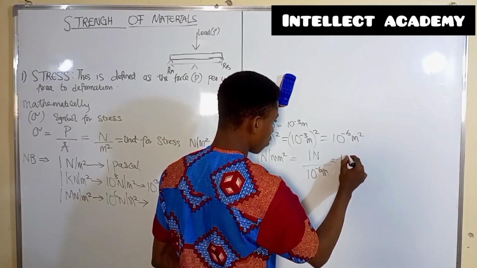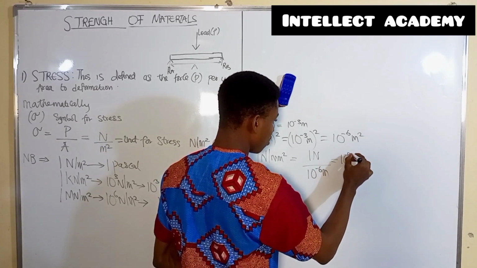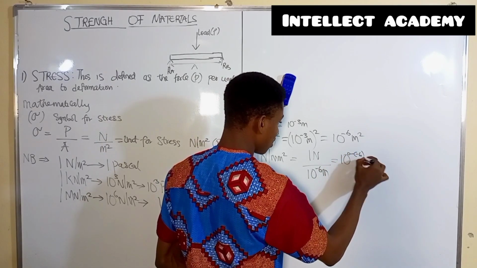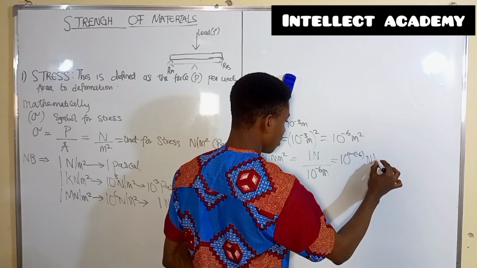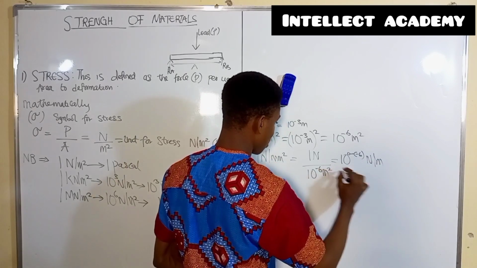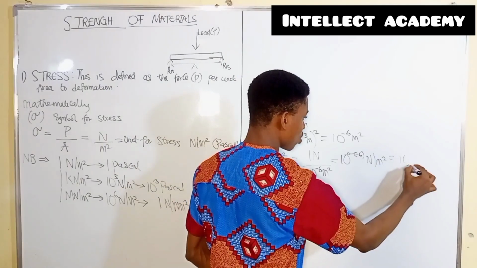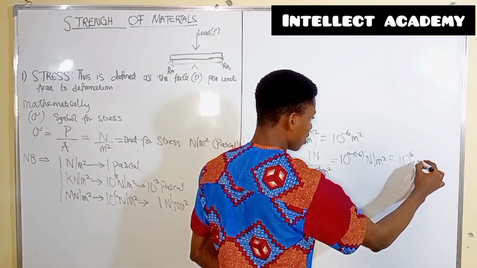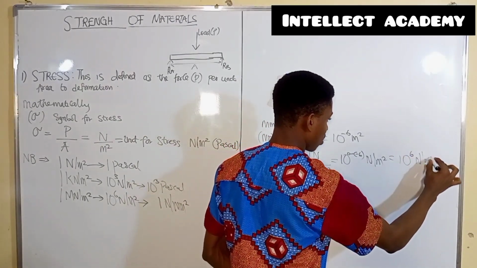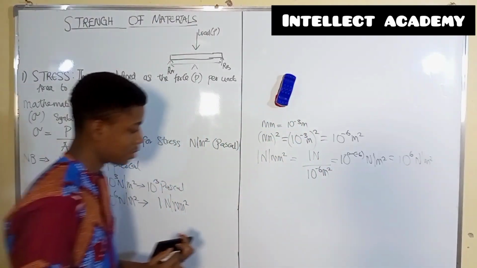It's going to be 10 raised to the power negative 6 Newton per meter square, take note. So negative is going to give us 10 raised to the power positive 6 Newton per meter square. Very, very, very important.